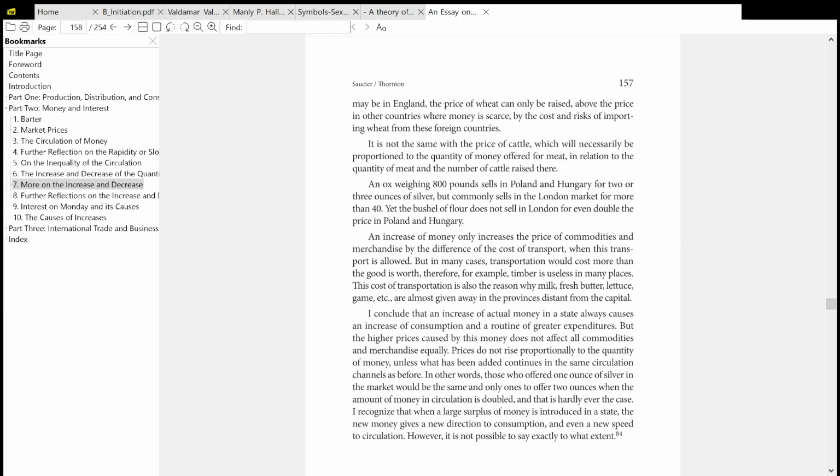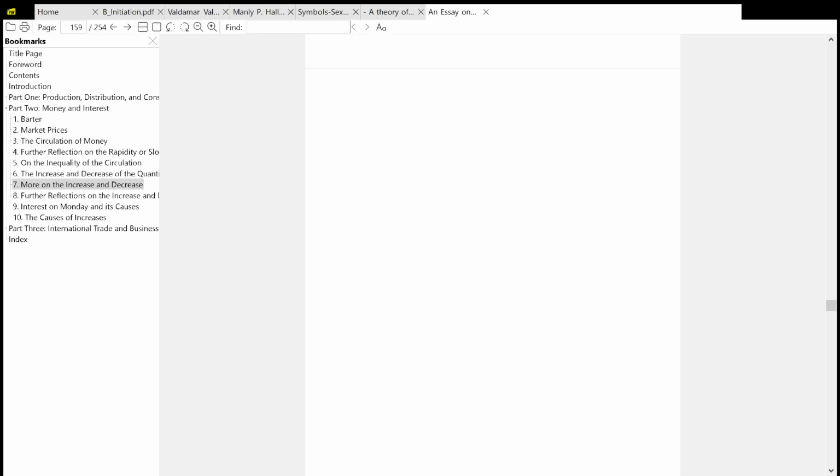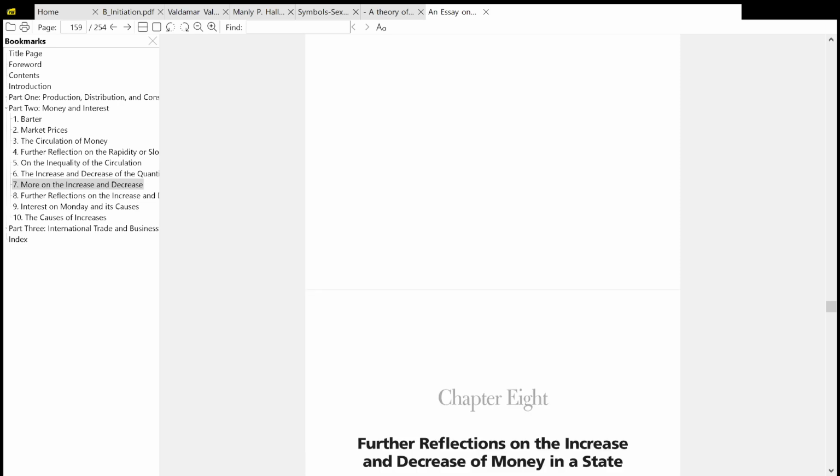I recognize that when a large surplus of money is introduced in a state, the new money gives a new direction to consumption and even a new speed to circulation. However, it is not possible to say exactly to what extent. So that was more on the increase and decrease of the quantity of money in a state.